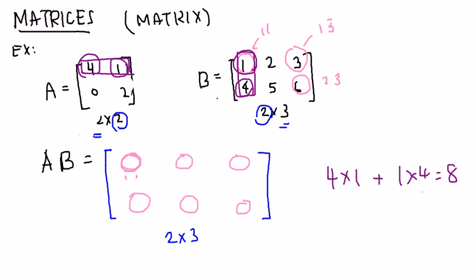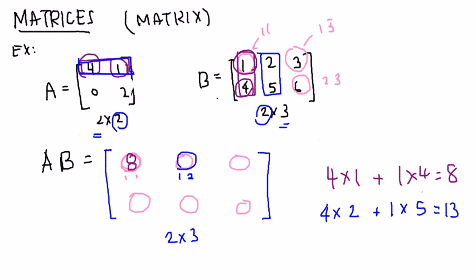Now this element right here is in row 1, column 2. So I'm going to take row 1 here, multiply by column 2 here. So that gives me 4 times 2 plus 1 times 5, which gives us 13. So that element is 13. Let me do that again. So that was 4 times 2 plus 1 times 5.